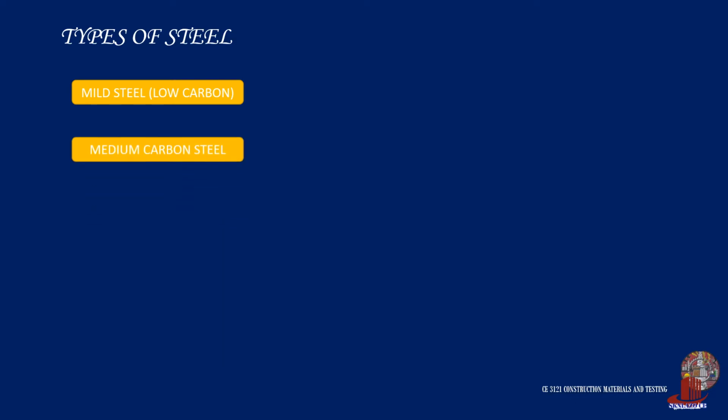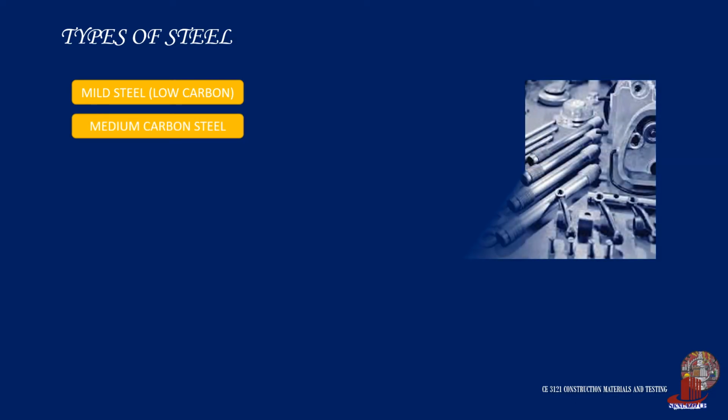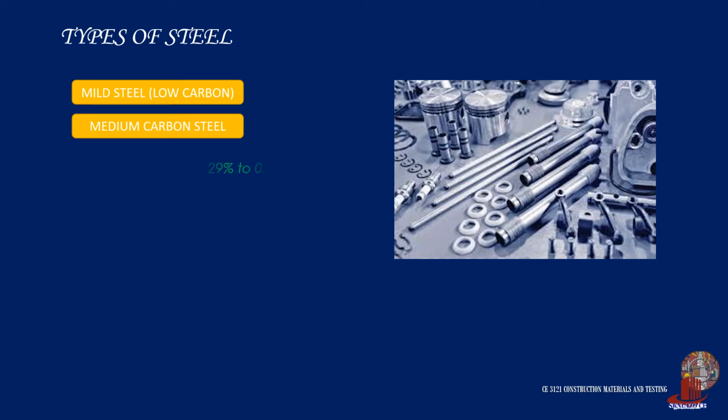Medium carbon steel contains about 0.29 to 0.54% of carbon. This type of steel balances ductility and strength and has good wear resistance. It is used in forging and for large industrial and automotive components.